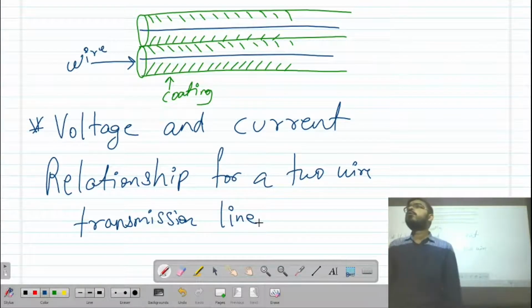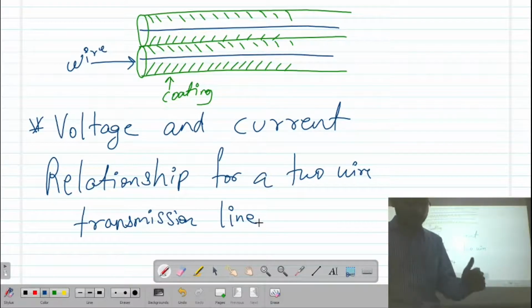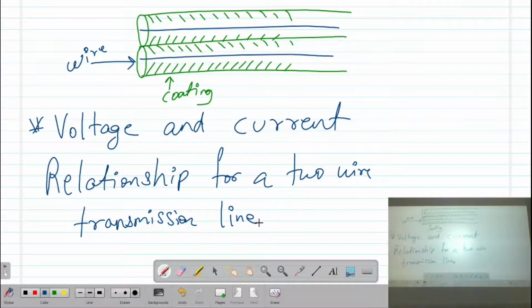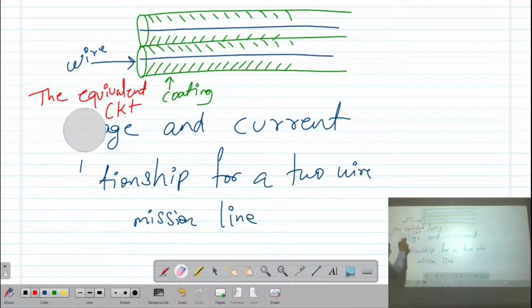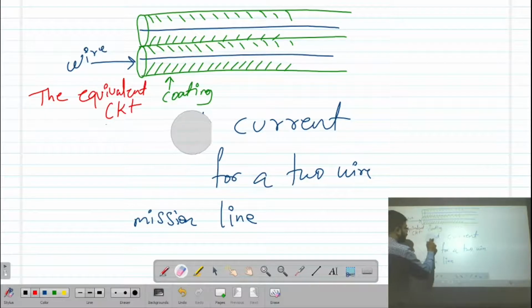Now, to find out the voltage and current relation, first of all, we have to see the equivalent circuit of a two-wire transmission line. We will see the equivalent circuit of a two-wire transmission line, right? Now, how do we find out the equivalent circuit?